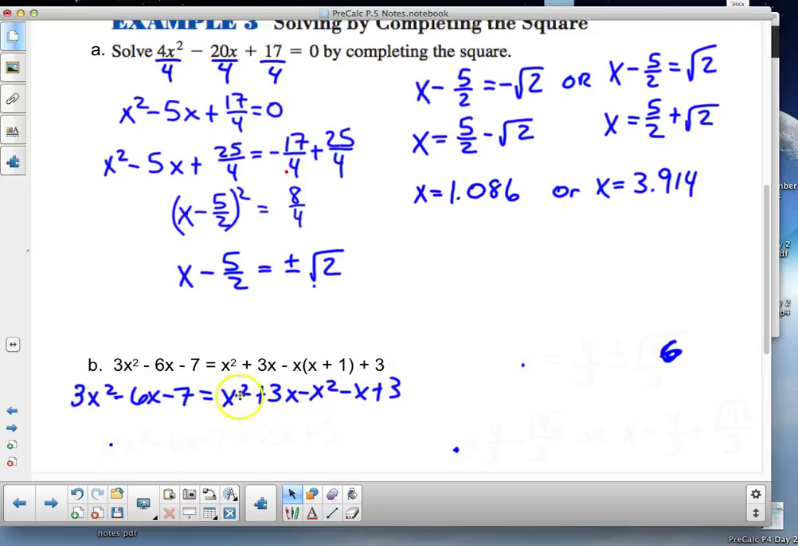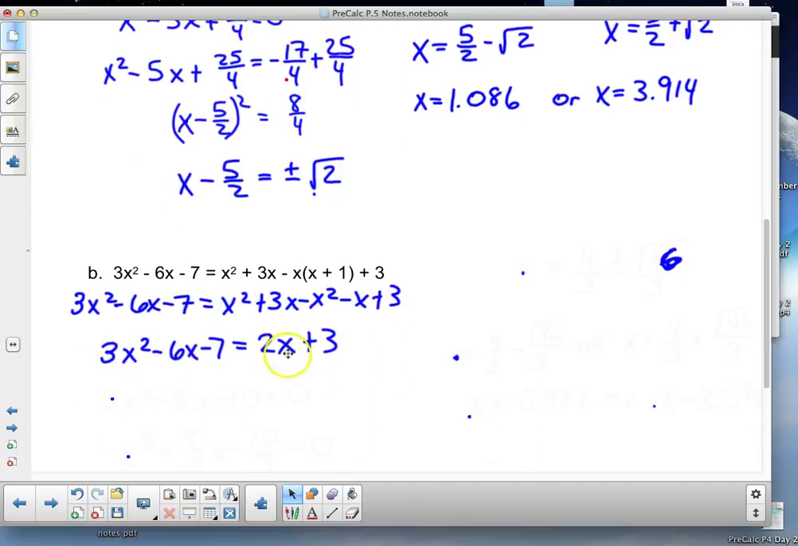Now, I'm combining like terms. This x squared and that x squared are going to be gone. It's going to be 2x plus 3 there. So, good. All right. And that's 3x squared minus 6x minus 7. And the 2 is gone, 2x plus 3. Now, I'm at this point. I'm going to subtract 2x, so that's going to be negative 8x. And I could even subtract 3 and come up with 10. So this is where I'm at right now.